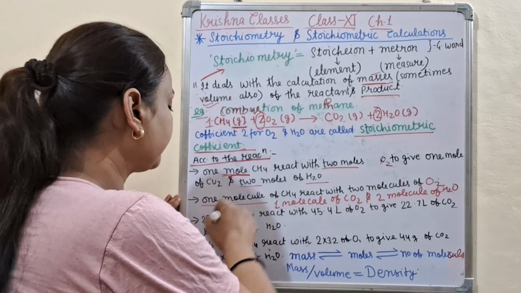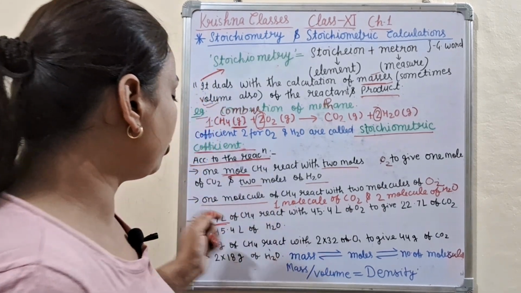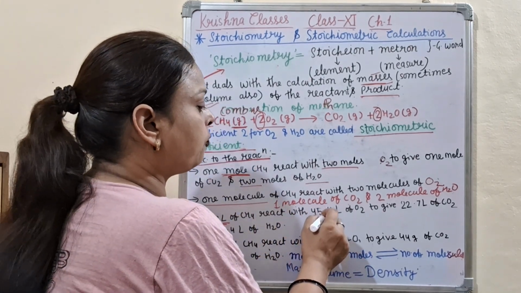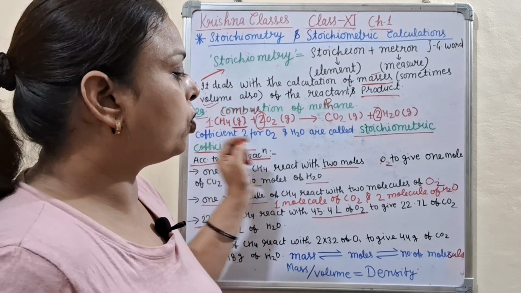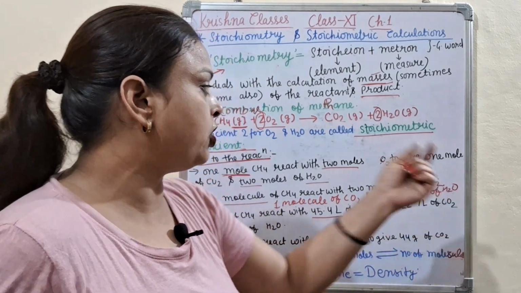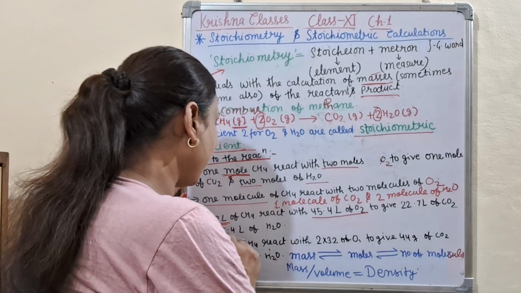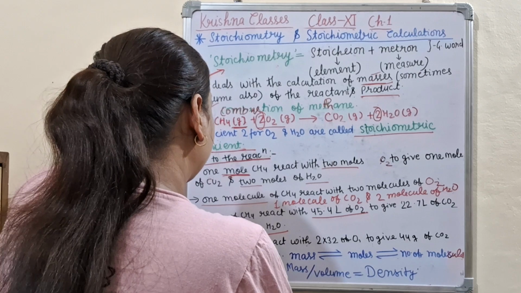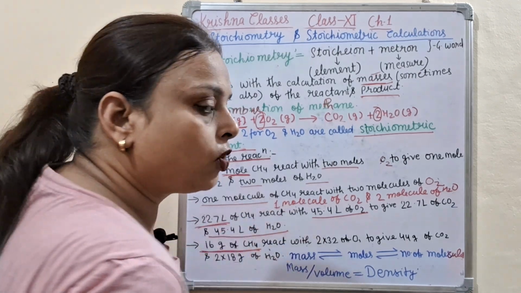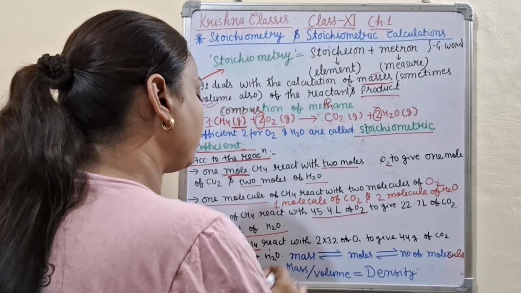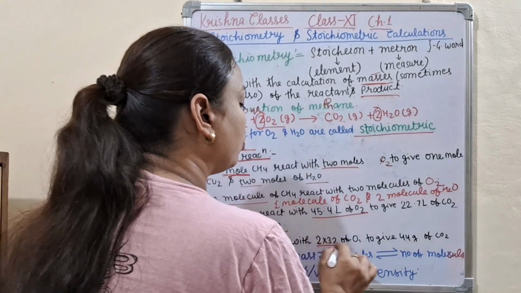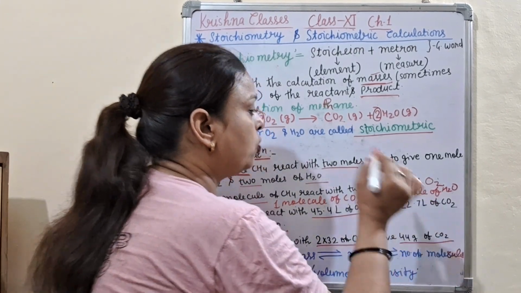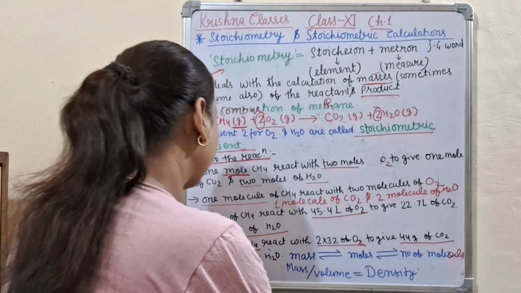Here in the sense of volume, you can say that 22.7 liter of CH4 reacts with 44.4 liter of O2 to give 22.7 liter of CO2 and 44.4 liter of H2O. Okay, now come to the next point. Calculated in mass, 16 gram of CH4 reacts with 2 into 32 of O2 to give 44 gram of CO2 and 2 into 18 gram of water.